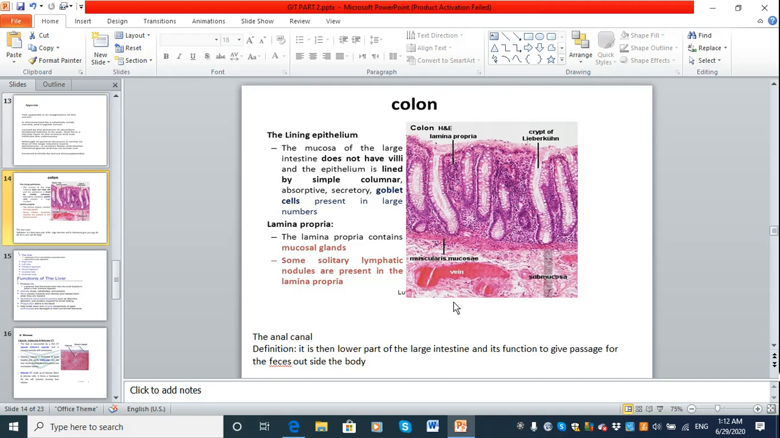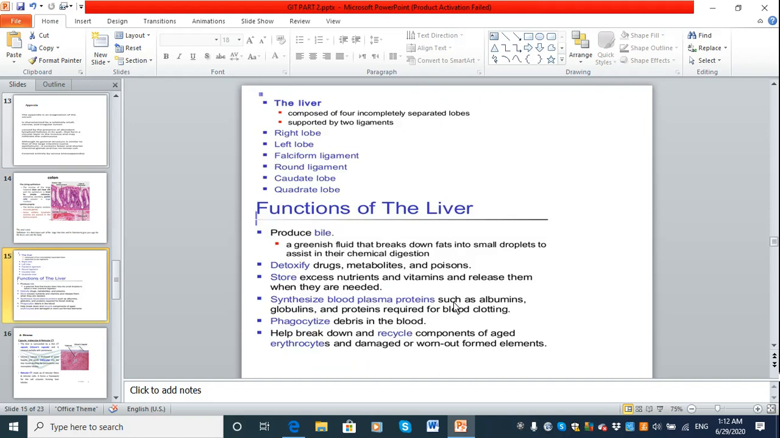in large number. While the lamina propria contains mucosal glands, and some solitary lymphatic nodules are present in the lamina propria. Well, the anal canal, we give a very simple definition. It is the lower part of the large intestine, and its function is just to give a passage for feces outside the body. All right, let's go back to the accessory organs of the digestive system.